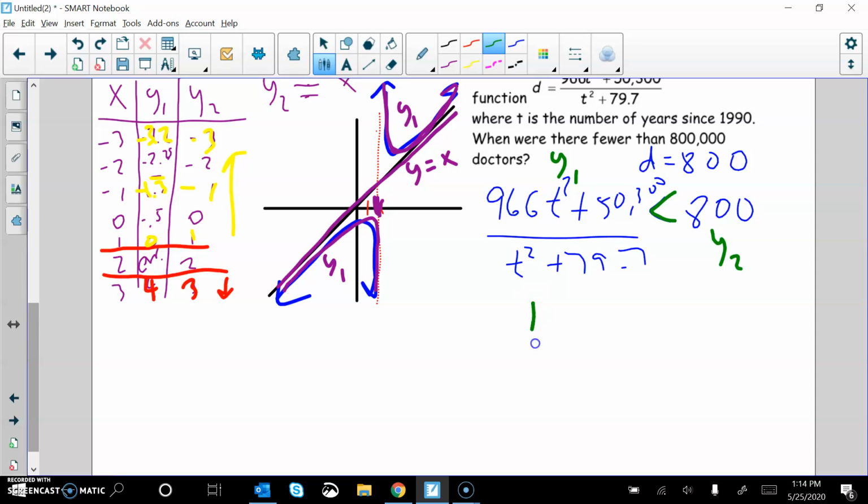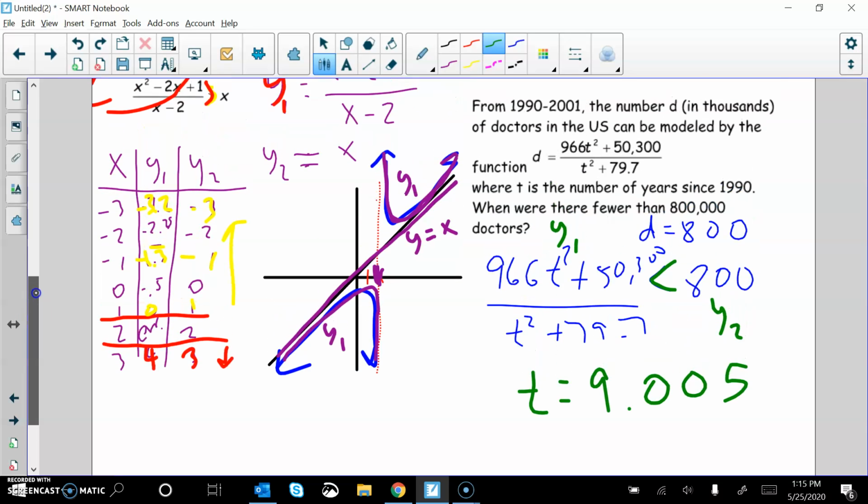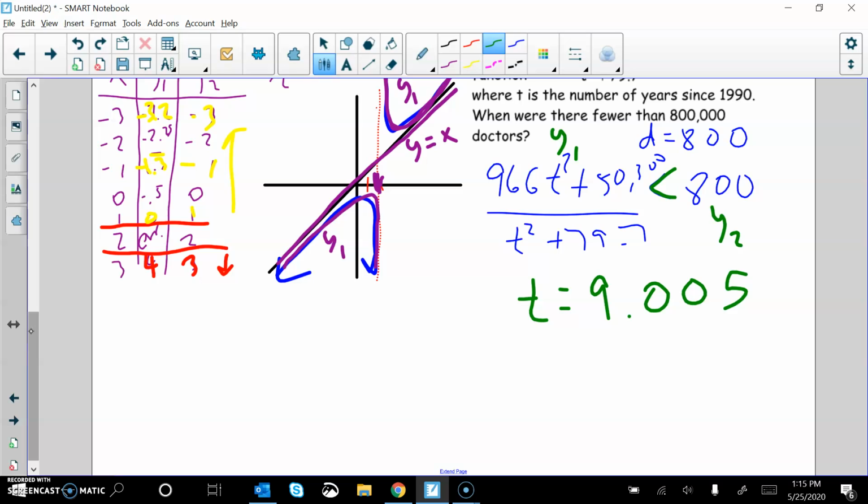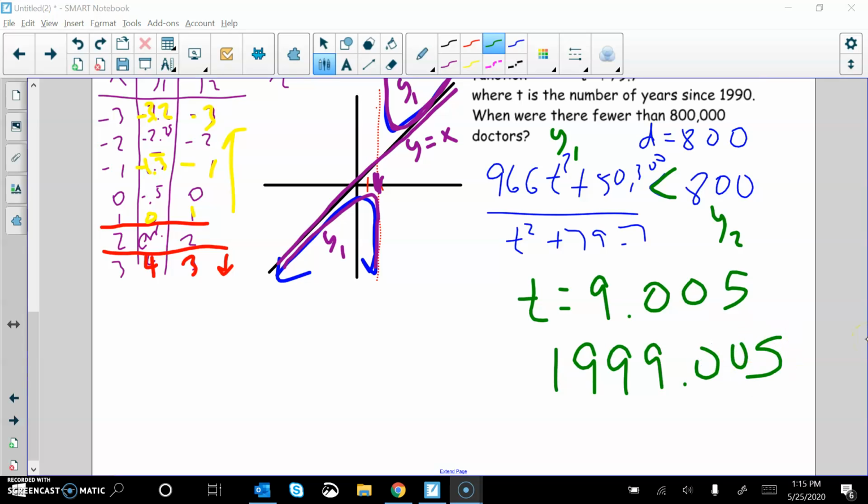All right. With your calculator, you'll find out that they will cross at t equal to 9.005. So there were fewer than 800,000 doctors 9 years since 1990. So we're looking at the year 1999.005. So before that t value, the left side was below the right side, the 800. So before the year, to answer the question, before year 1999, there were fewer than 800,000 doctors.